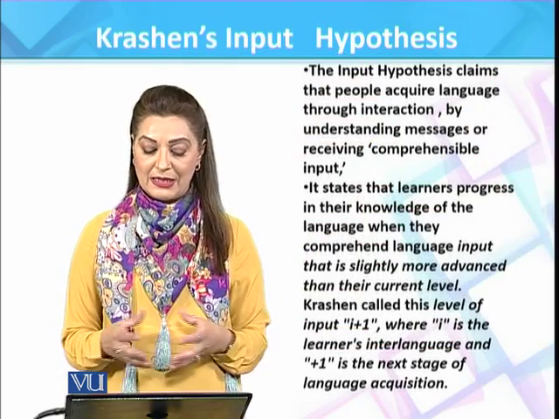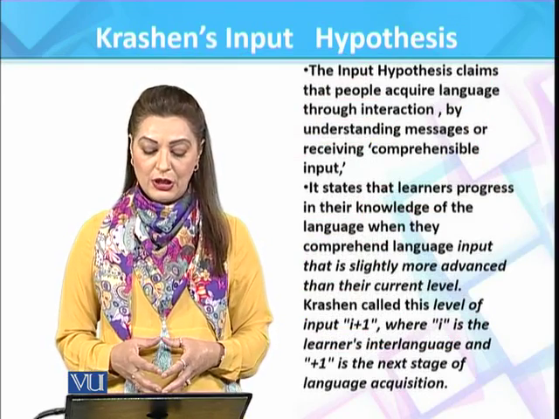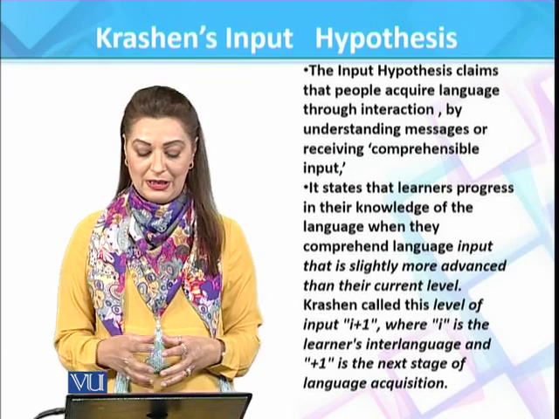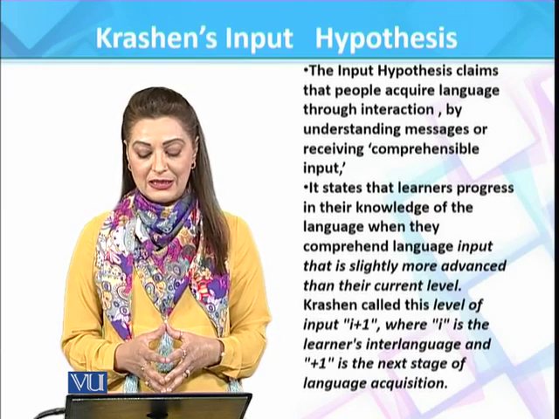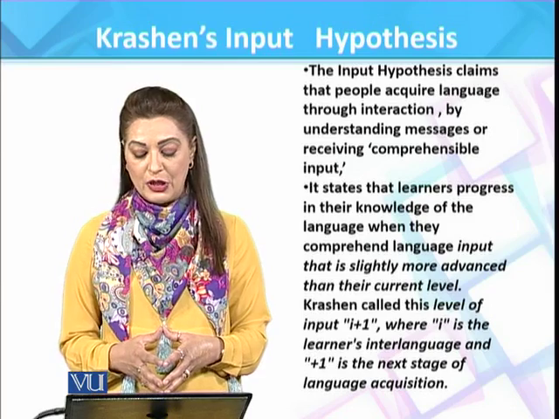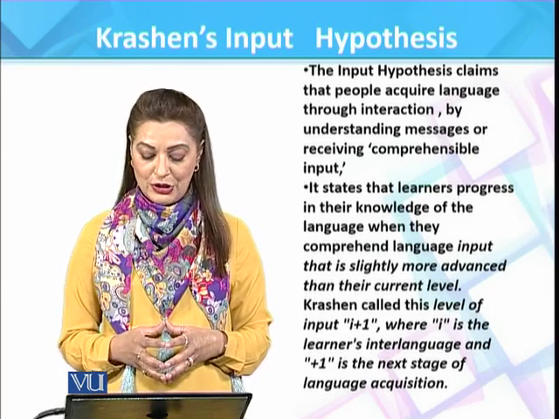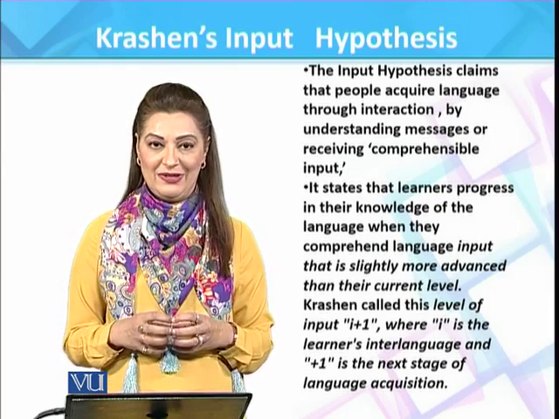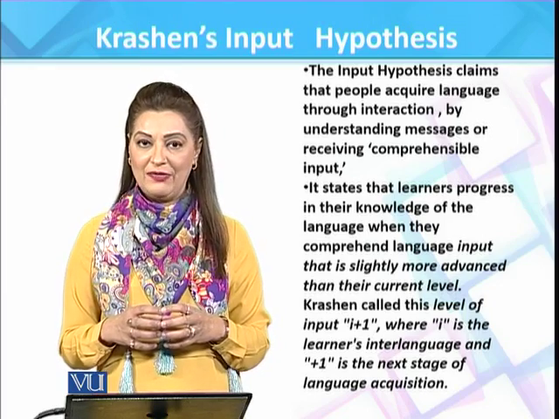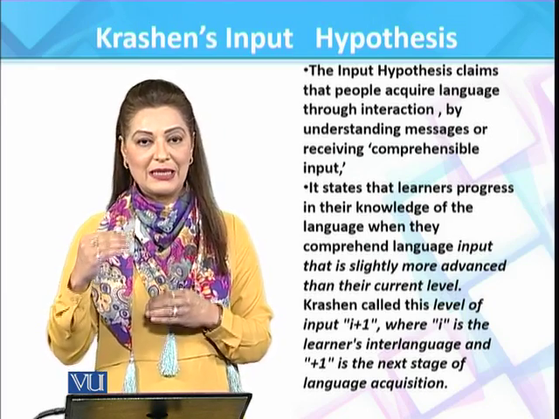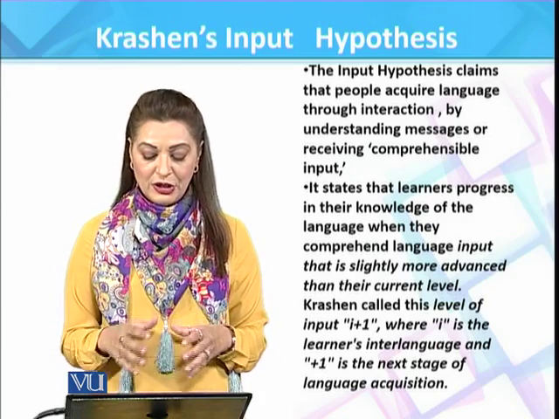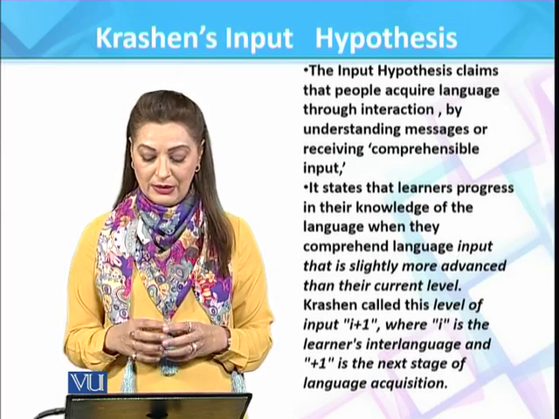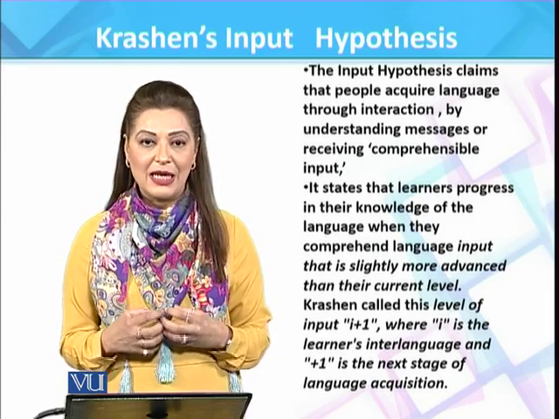The input hypothesis claims that people acquire language through interaction by understanding messages or receiving comprehensible input. It states that learners progress in their knowledge of language when they comprehend language input that is slightly more advanced than their current level. Now, the existing knowledge that they have and a level which is slightly enhanced or advanced. Krashen called this level of input I+1, where I is learner's interlanguage.